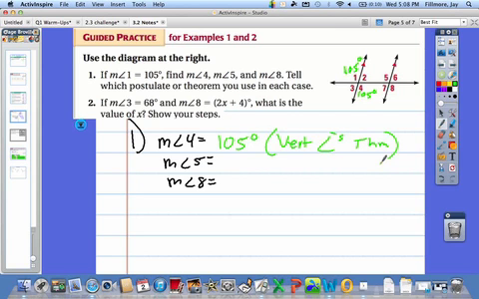For angle 5, well, angle 1 and angle 5 are corresponding. They're both in the top left, so they're equal. So this is also 105 degrees because of the corresponding angles postulate. Again, we can use that because our two lines are parallel. We see that with the arrows.